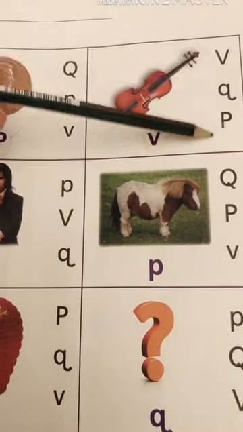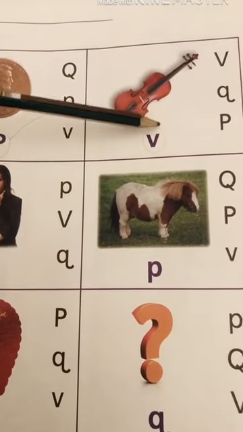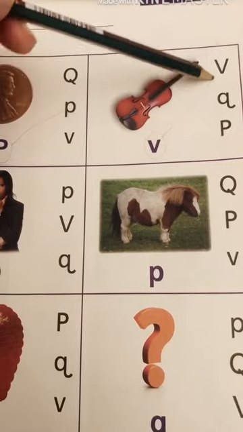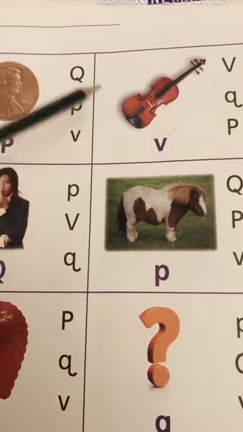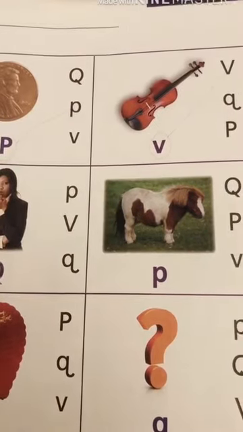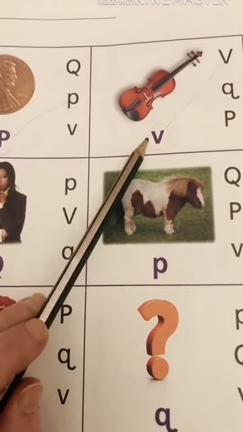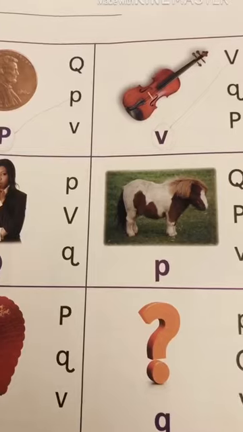Lowercase. Now, where is the uppercase V? Very good, this one. So draw a line from the lowercase to the uppercase. Now what is the sound of the letter V? Great, the sound of the letter V is V, V, V.